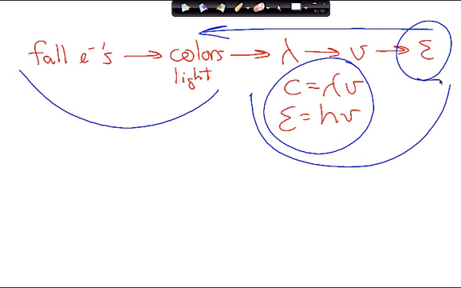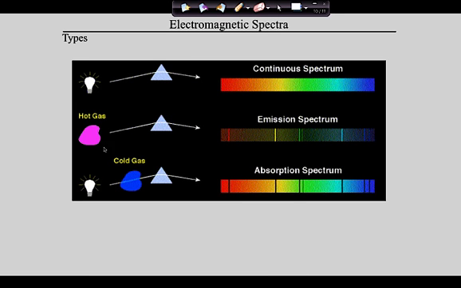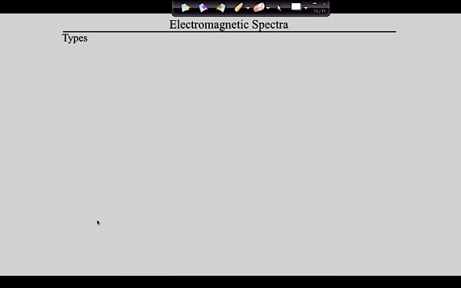You ready to go? Okay, so let me clean up my mess, and this, and this, and we can now skip over the types of spectra because we just talked about it. And here we go.